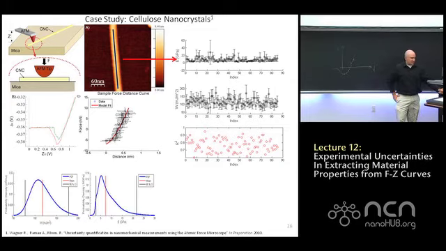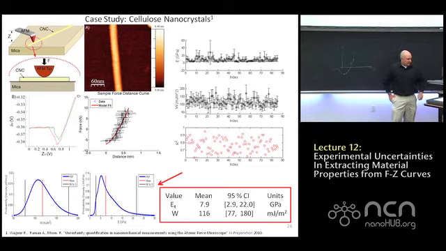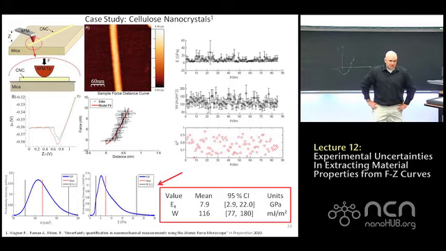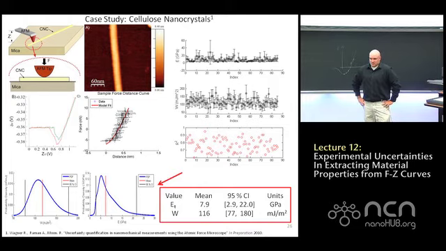I can come up with some fancy way of combining all those, such that we get a PDF for the total distribution of E. And then we can come up with an estimate for what our variation is in E. So in this case, we found that our mean value of elastic modulus was 7.9. Then our 95% confidence interval varied from 3 to 22 GPa. So it's a lot of variation. So what this means is that if we make one measurement and we get 12, we make another measurement and get 7, well, those measurements are still in agreement because they fall within our 95% confidence interval rather comfortably.